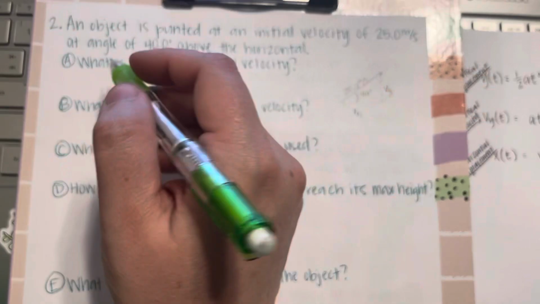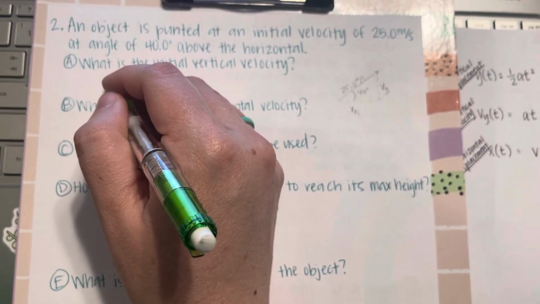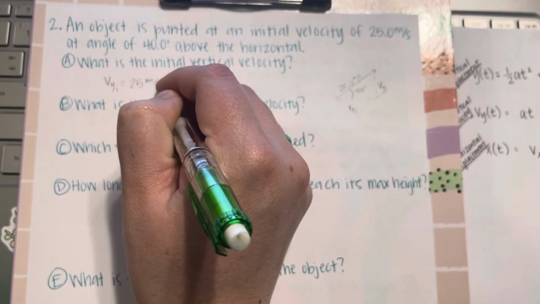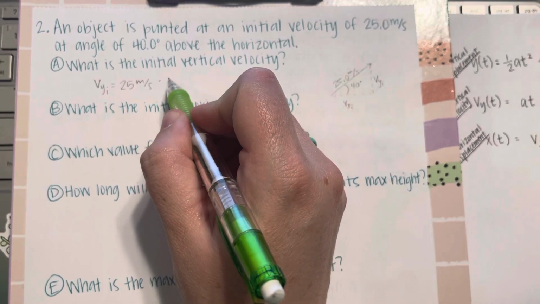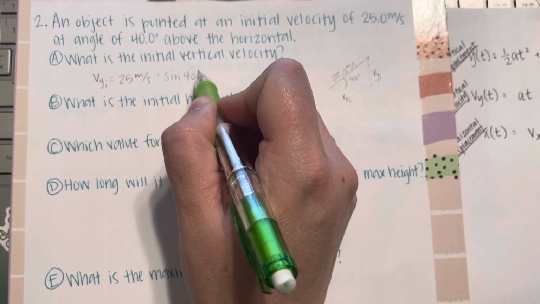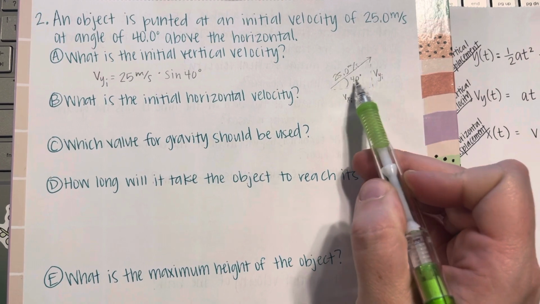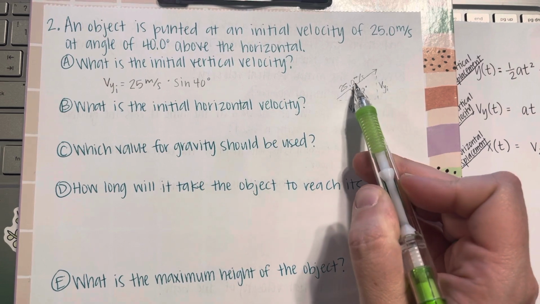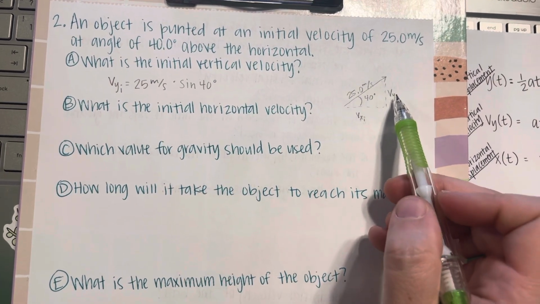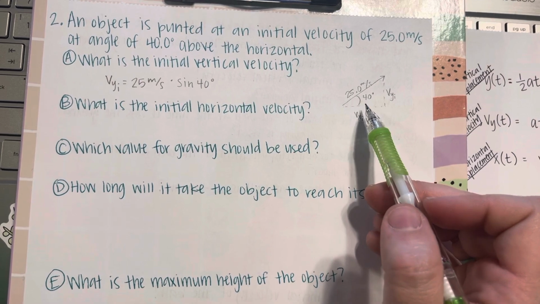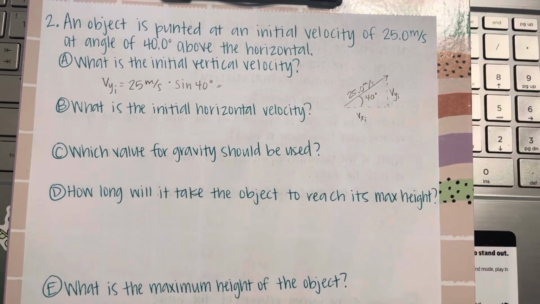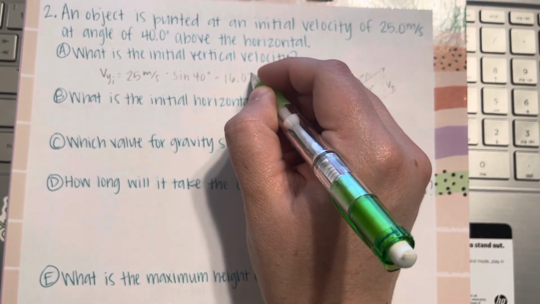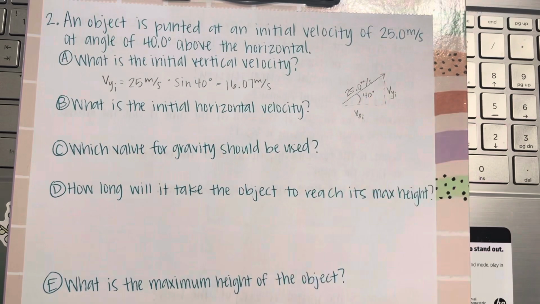For the initial vertical velocity, now I'm going to say VYI equals the magnitude of your vector, so 25 meters per second, times sine. The reason that we're using sine for this one is because it is opposite of my angle that I'm using for the measure, and times the hypotenuse. Okay, so opposite over hypotenuse would be sine. When I put this in the calculator, I'm going to round that to 16.07, and that is meters per second.